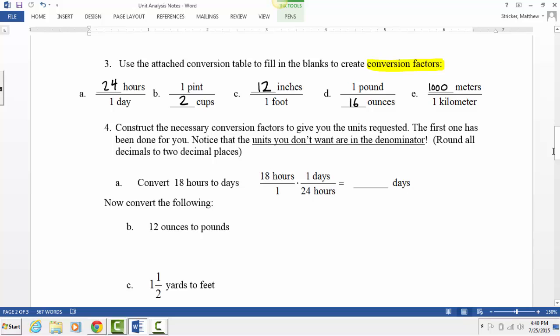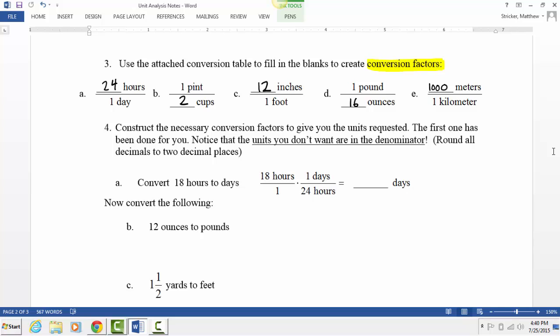So now in 4, we're going to put some of these things together. 4 says construct the necessary conversion factors to give the units requested. The first one has been done for you. Notice that the units you don't want are in the denominator. Round all decimals to 2 decimal places.